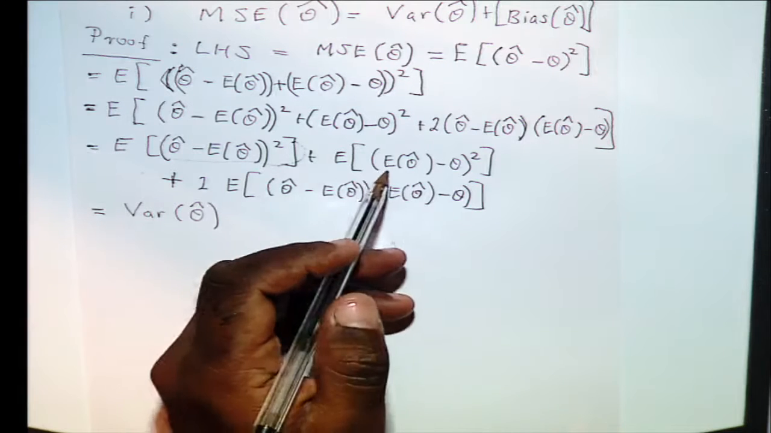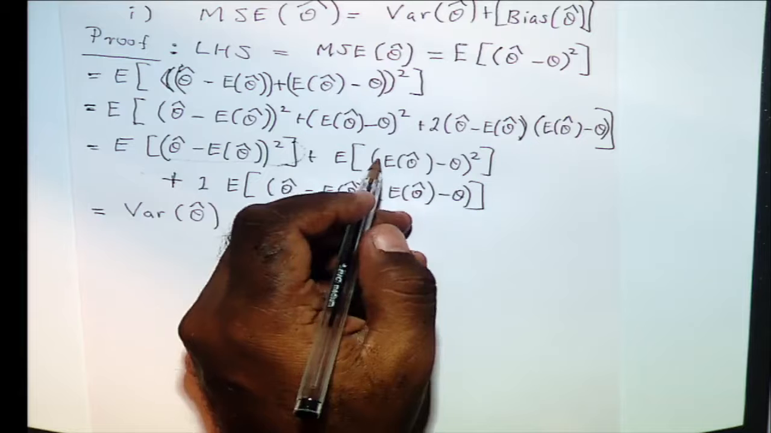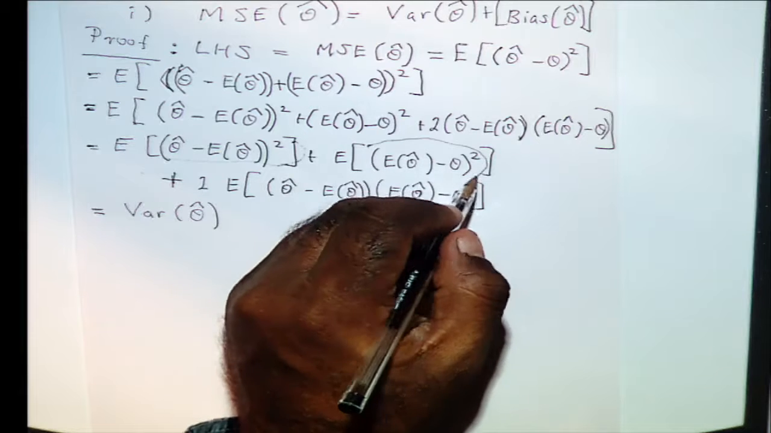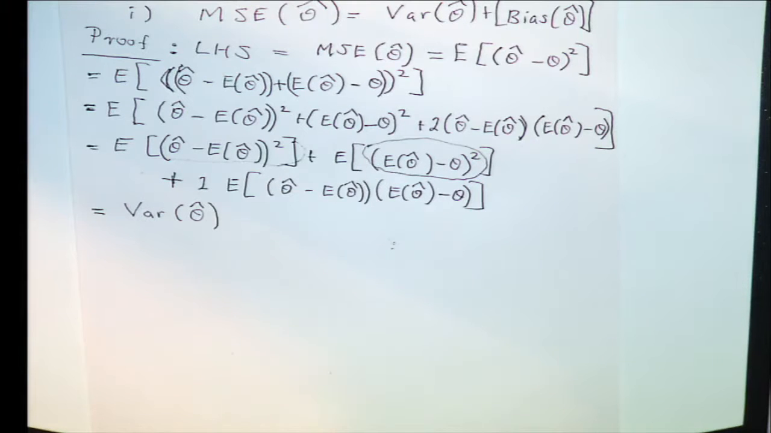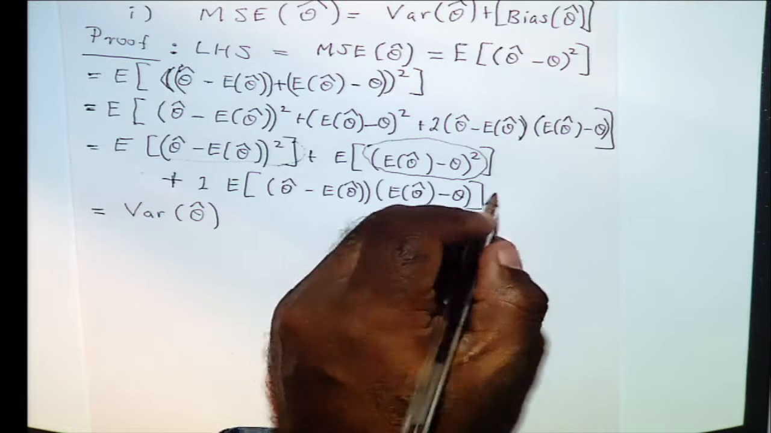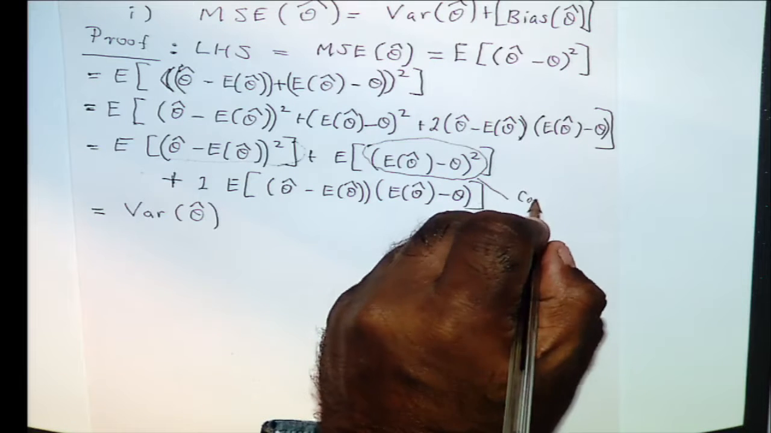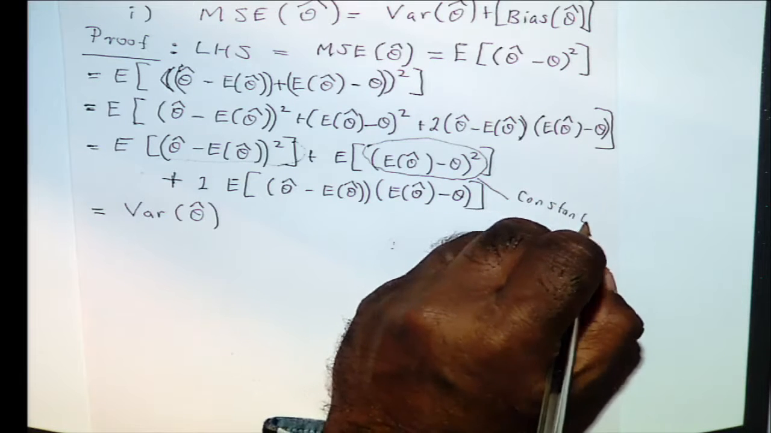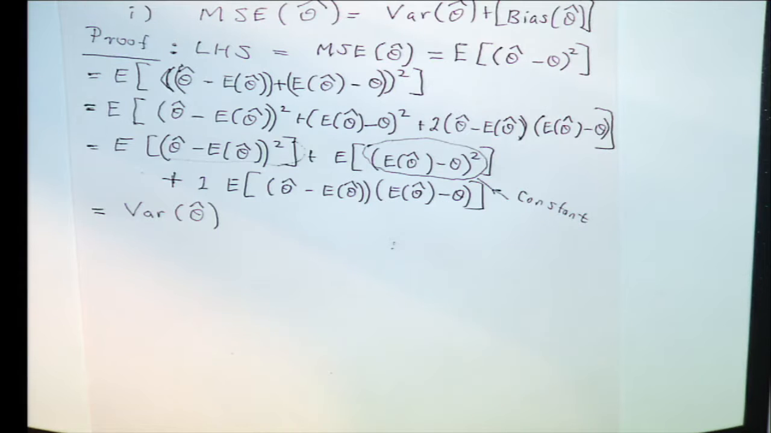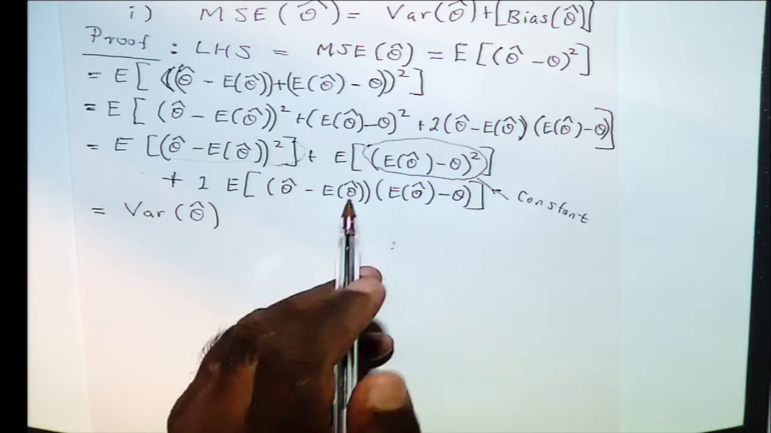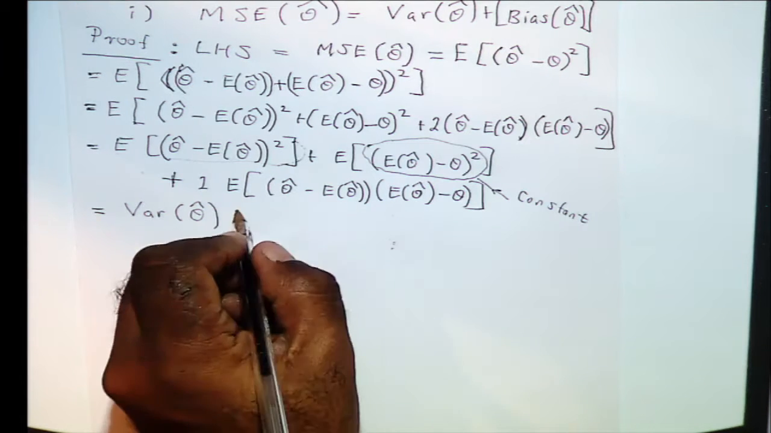Now the second expectation, if you look at this term, it is a constant. I mean, the term that you have here is a constant. In other words, it's not a random variable. Now, the expectation of a constant, you should remember, is itself, right? So when you take the expectation, what you get is simply that.